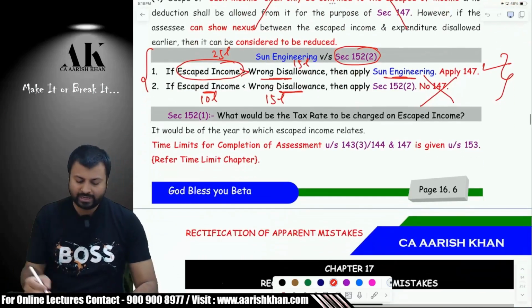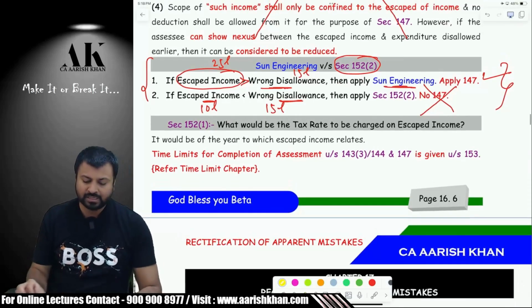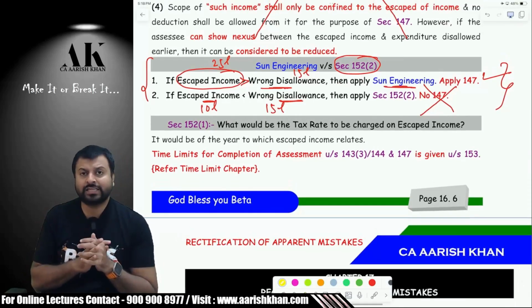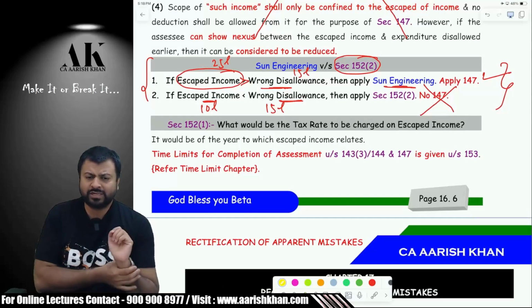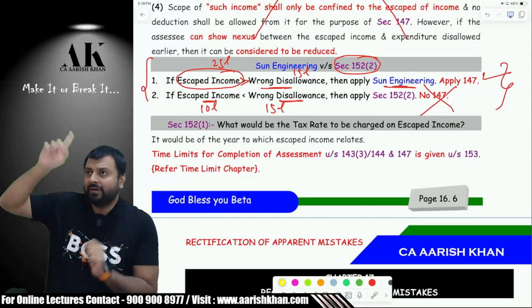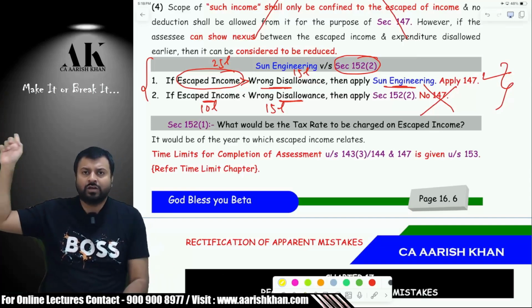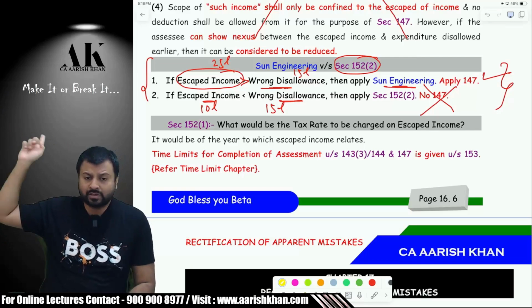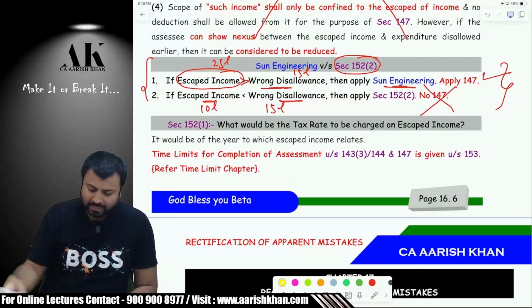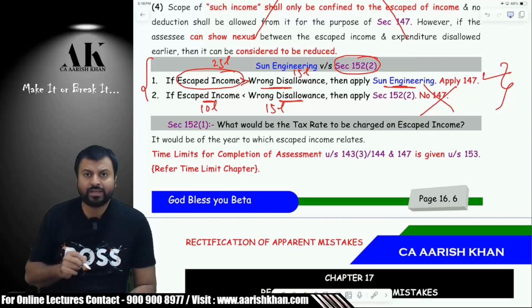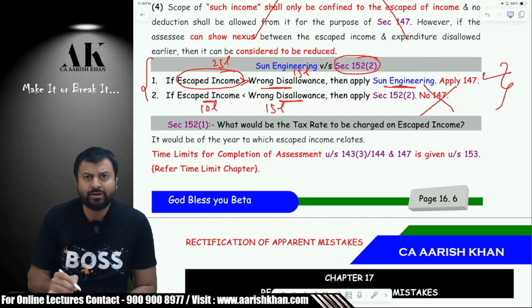One last thing that I would like to say over here is, pay attention please. What would be the tax rate to be charged on escaped income? Sir, what is the tax rate to be charged on escaped income, sir? Of which year? It will be of the year to which it pertains. If you are charging an escaped income of 2020-21, then the tax rate of 2020-21 will be applied today. Okay. Now, one last thing that I would like to say before I can go ahead with the next part, that is, what is the time limit to complete assessment?